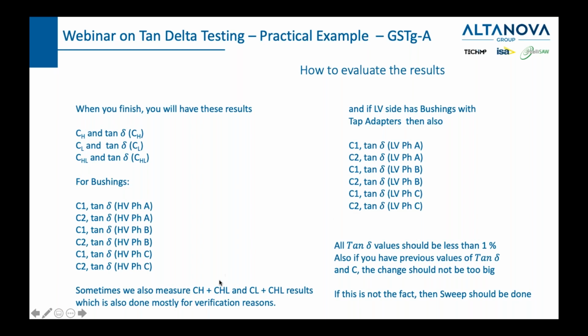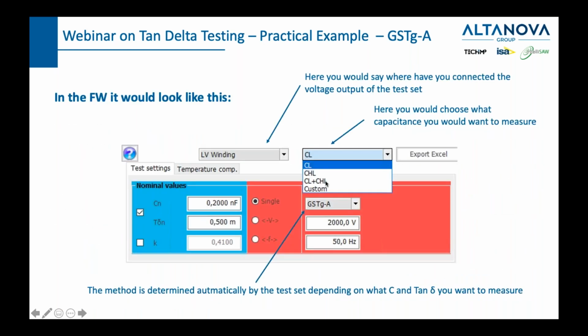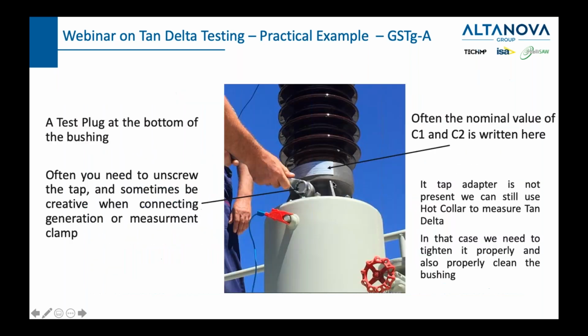And also sometimes with measurement, we can measure the sums, CH plus CHL or CL plus CHL, also to verify the accuracy of the device. Because to be honest, in some of the procedures, it is defined that you need to measure CH plus CHL from the primary and then the secondary side, just to be sure that it functions normally. In our case, when you are doing a test, you simply choose first CL, do a test, then CHL, then do another test, and then do CL plus CHL, and that's it.